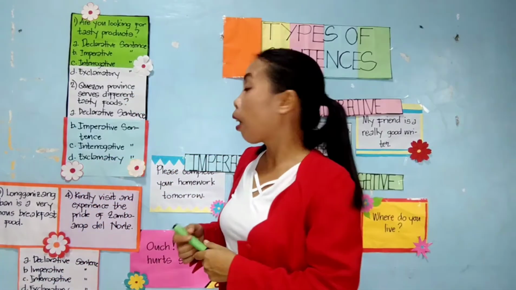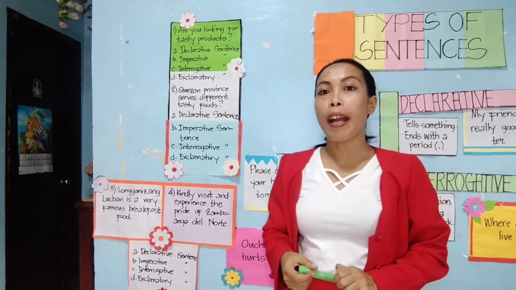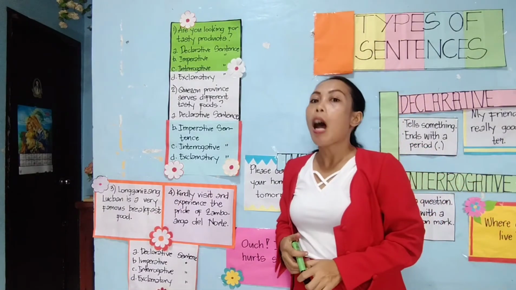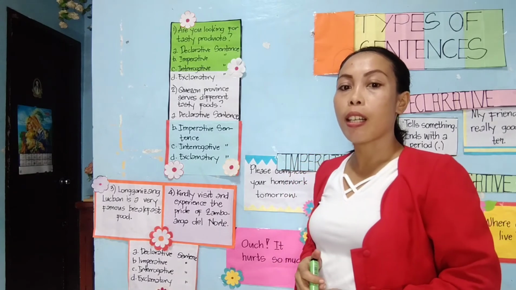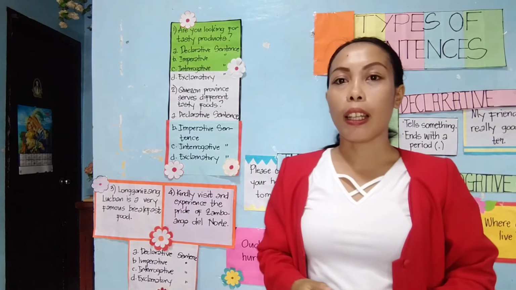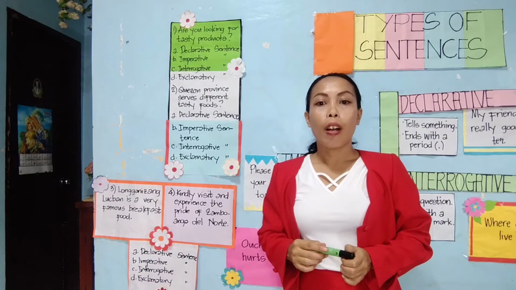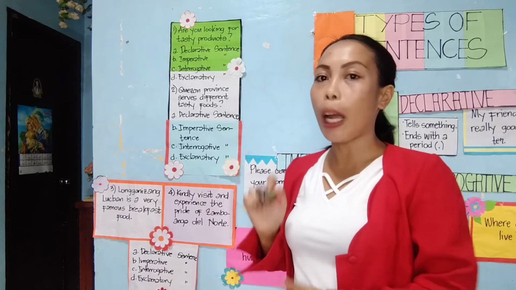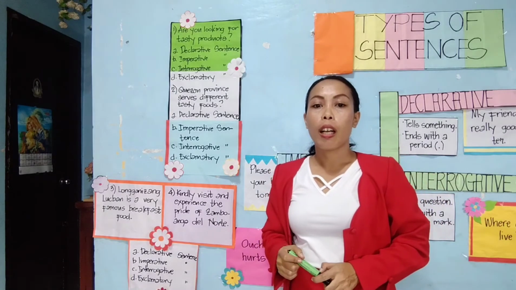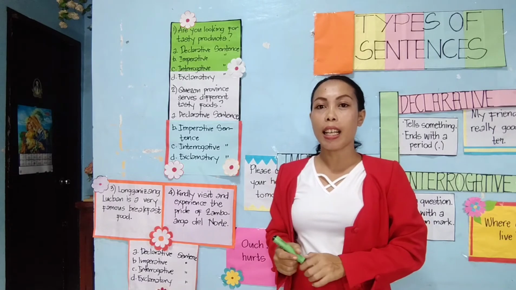Number 1. Are you looking for tasty products? Letter A, declarative sentence. Letter B, imperative sentence. Letter C, interrogative sentence. And letter D, exclamatory sentence. Any volunteer from the class? Are you looking for tasty products? What type of sentence is this? Very good. It is an interrogative sentence because it is an asking sentence.